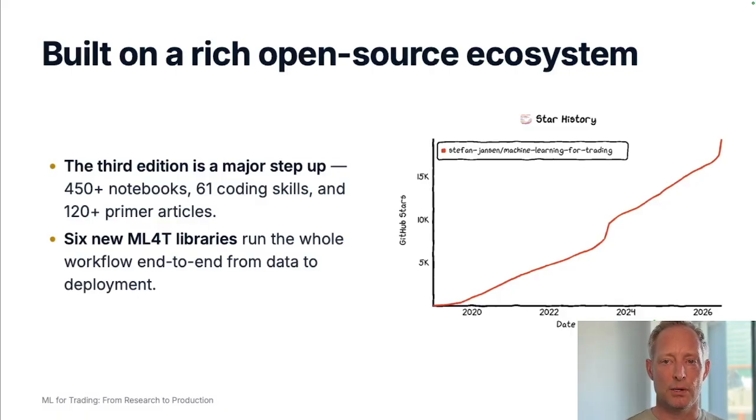The third edition contains a large amount of new material. The second edition had around 150 notebooks. The third edition now has more than 400, also driven by the case study material. It also includes more than 120 primer articles that cover foundational and advanced topics along with the coding agent skills I mentioned earlier. The second edition repo has become quite popular with close to 20,000 GitHub stars and still growing. For the third edition, we also provide 6 new libraries that implement the workflow from data sourcing through research, backtesting, evaluation, and live deployment. These libraries are used throughout the course, so you will have the opportunity to learn how to work with them directly.